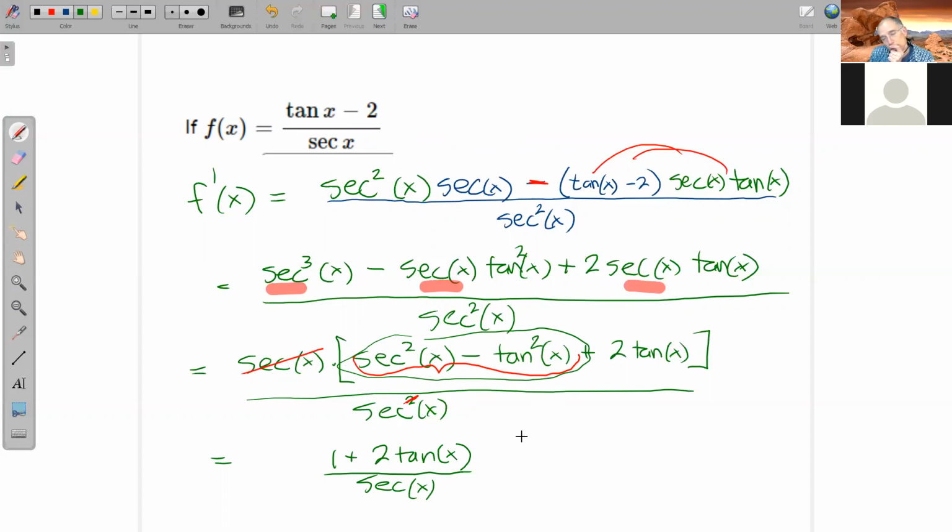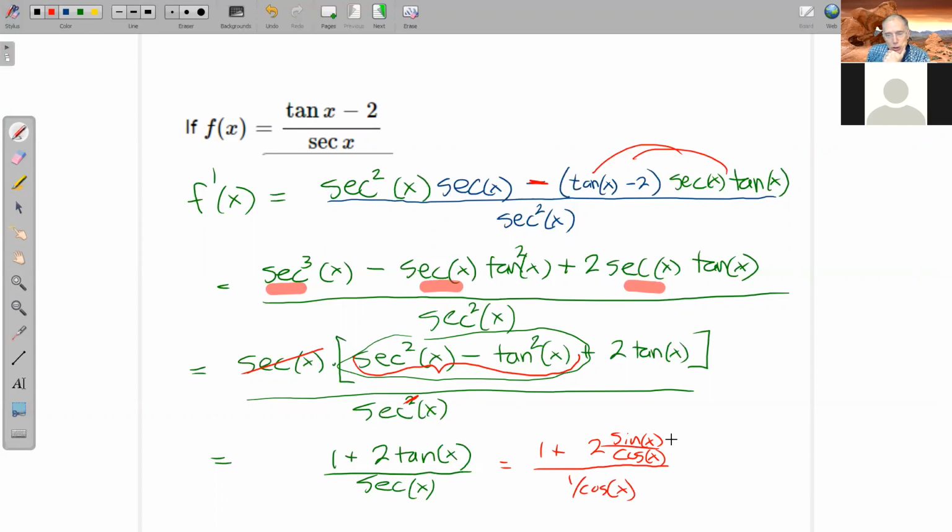Can we make it any simpler than that? That looks pretty darn good, but the only thing that comes to mind is to rewrite this in terms of sines and cosines and see if stuff cancels. So just for a little trig practice, this would be 1 plus 2 sine over cosine. Sometimes things clean up this way, sometimes they don't. And secant is 1 over cosine.